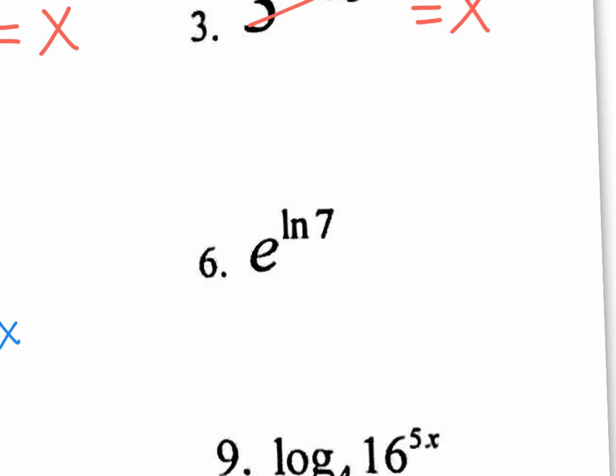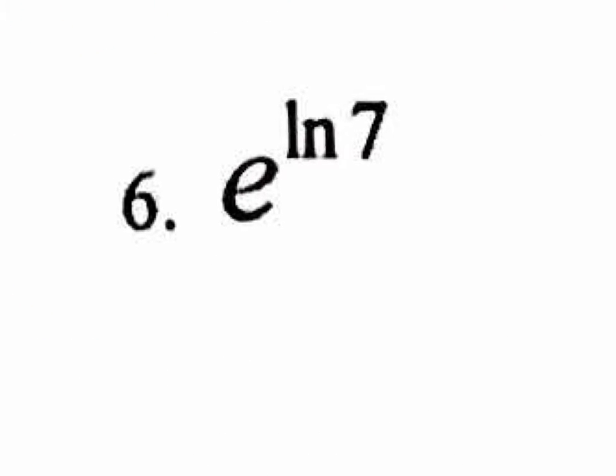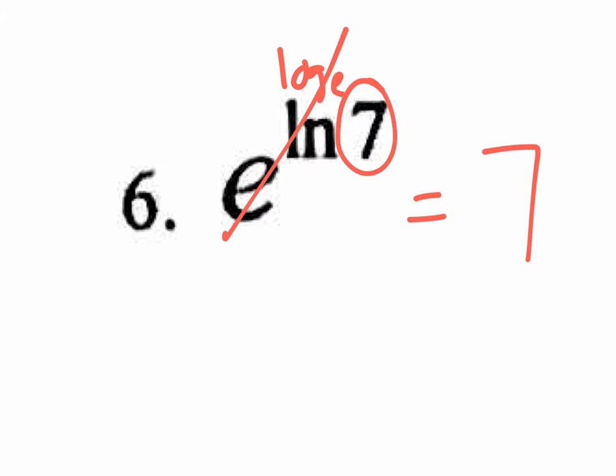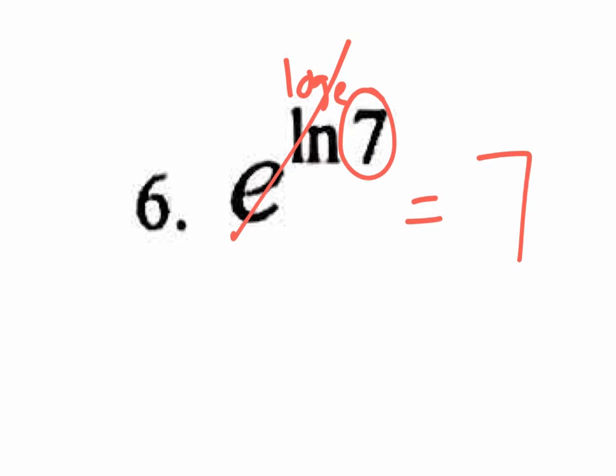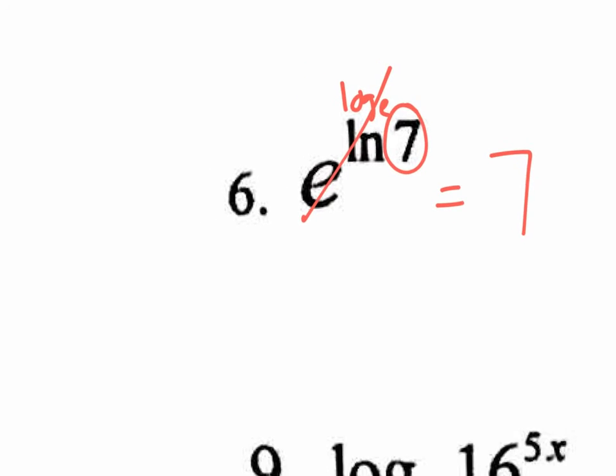Okay. How about number 6? e to the ln of 7. What would your answer be? 7. Because, I mean, you got to understand that ln is really log base e. All right, so yeah, e to the log base e cancels out. Your answer is 7. So that exponent comes down, becomes a nice natural number 7. It's no longer an exponent.